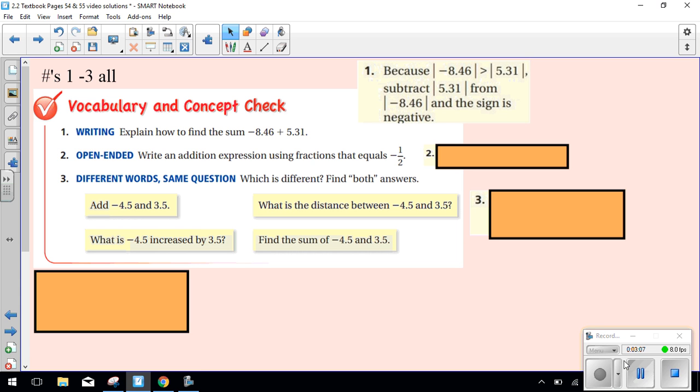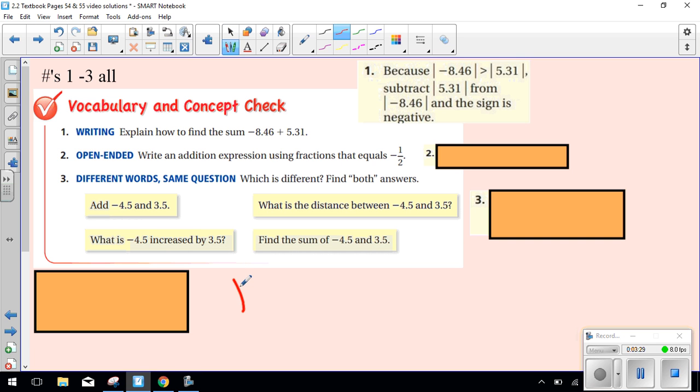Here's number 2. So write an addition expression using fractions that equal -1 and 1/2. So they're simply saying write a math problem, an addition problem, where the numbers that you use are fractions and your answer has to be -1 and 1/2.